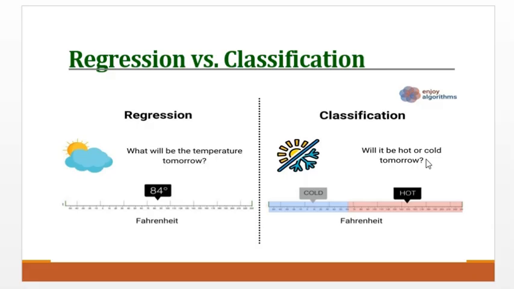Now examples of regression are predicting house prices based on the size, location, and number of bedrooms, forecasting stock prices using historical data, or estimating customer lifetime value. Now types of regression are linear regression, non-linear regression, and polynomial regression. Classification on the other hand is used to assign data points to predefined categories or classes. Its key algorithms are logistic regression, decision trees, and naive Bayes.